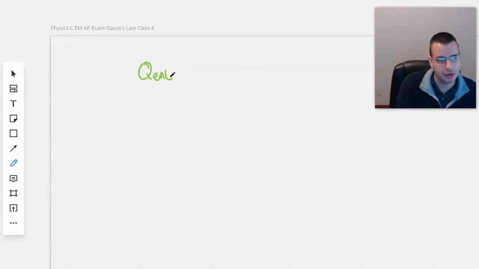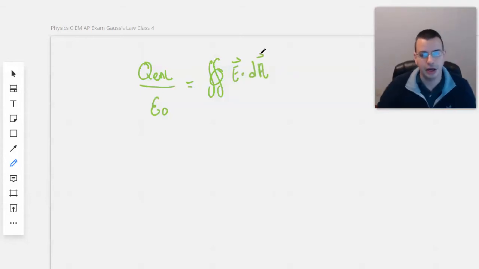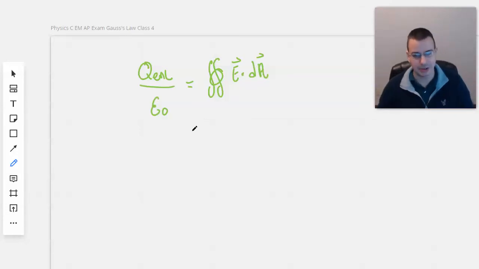So you have Q enclosed over epsilon naught equals the closed double integral of the electric field dot dA. So a little discussion about what this means. To mitigate expectations, I'm not going to derive this, partly because you don't need it for the AP test, and partly because I am not familiar enough with vector calculus to really do it justice. I'm just going to talk about it and how it's applied for the AP test.